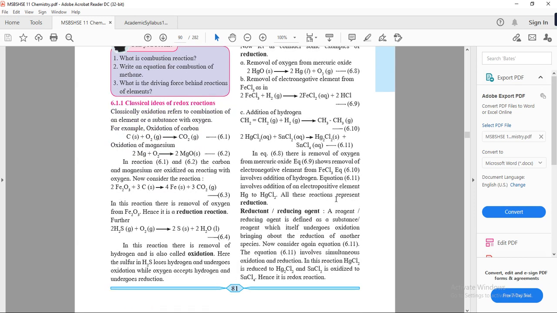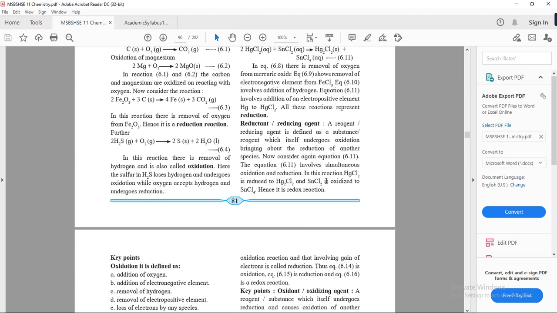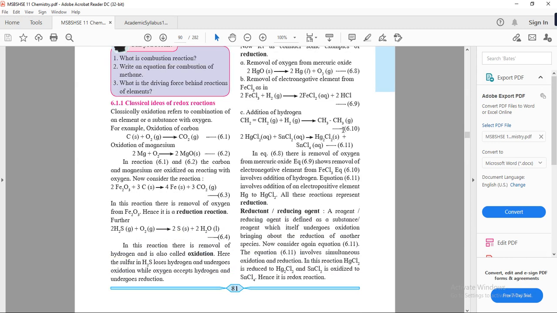Now reducing agent. A reducing agent is defined as the substance which itself undergoes oxidation, bringing about the reduction of another species. Now again consider equation 6.11.